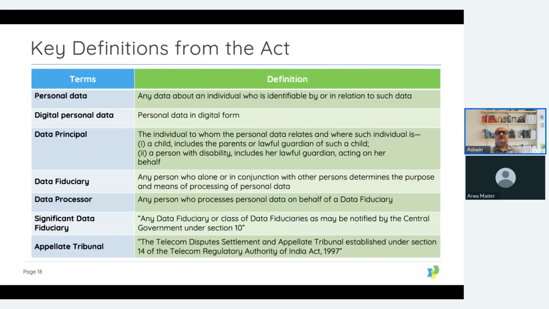There are definitions which I'm not going through all of them because we have lots to discuss on more important aspects. But these are the definitions that the Act gives about personal data, digital personal data, data principal, data fiduciary. Data fiduciary, we said, is the controller, the person who, alone or in conjunction with other persons, determines the purpose and the means of processing personal data. Processor is any person who will process the data for the fiduciary or for anybody else.